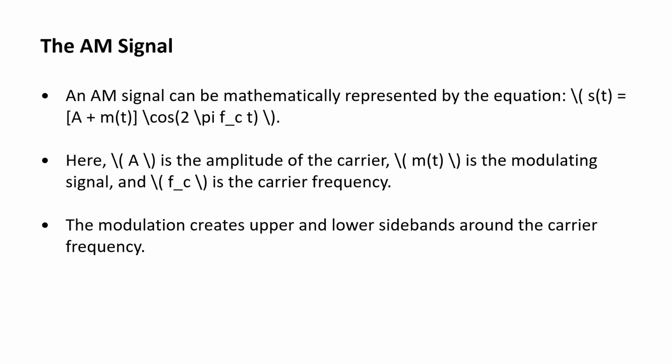Explanation. Amplitude modulation is a technique used to transmit messages using a radio carrier wave. In amplitude modulation, the amplitude of the carrier wave is varied in proportion to the message signal. The modulation index is the ratio of the maximum amplitude of the message signal to the maximum amplitude of the carrier signal.